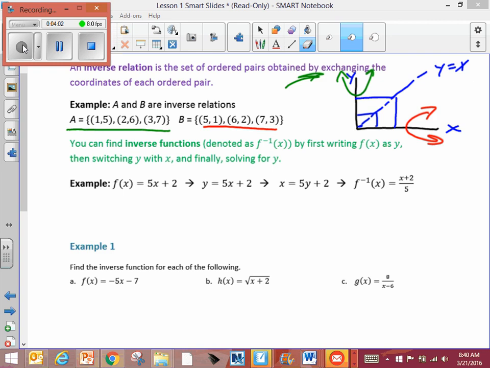Step 1, you note the original name, f of x, that's just the name of the function. To do this, step 1, change the name. F of x, you use its middle name. Its middle name is y. Any function can be called y equals whatever, or you can say f of x, g of x, t of x, any letter you want to name the thing. Change it from first name to middle name.